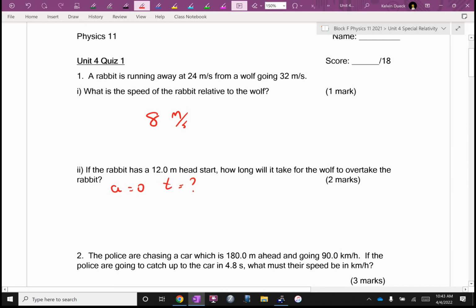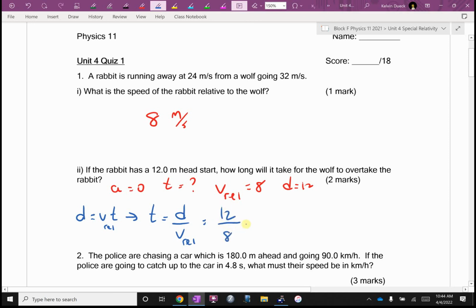We have two objects moving at different speeds. This is a job for relative speed. I'm going to use VREL. I'm not going to use the 24 or the 32. And I have a D of 12. I think it's going to be this equation here: D equals VIT plus a half AT squared. But I'm not going to bother writing the plus a half AT squared here. A is 0. And in fact, it's going to be D equals VREL times T. T is going to be D over VREL. It's going to be 12 divided by 8, which is divided by 4, divided by 4. Is it 1.5?